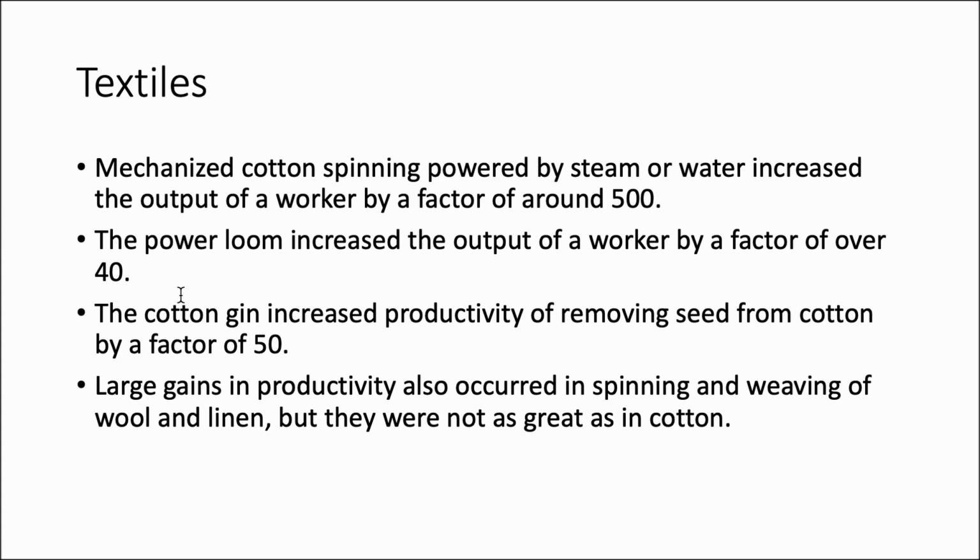Now, the power loom increased the output of a worker by a factor of over 40. Again, huge leap. The cotton gin increased productivity by removing seeds from cotton by a factor of 50. Again, 50 times, right? Absolutely nuts. These three things that have to do with textiles greatly increase the textile production across our planet. Large gains in productivity also occurred in spinning and weaving of wool and linen, but they are not as great as in cotton. So cotton at the time is just a booming industry.